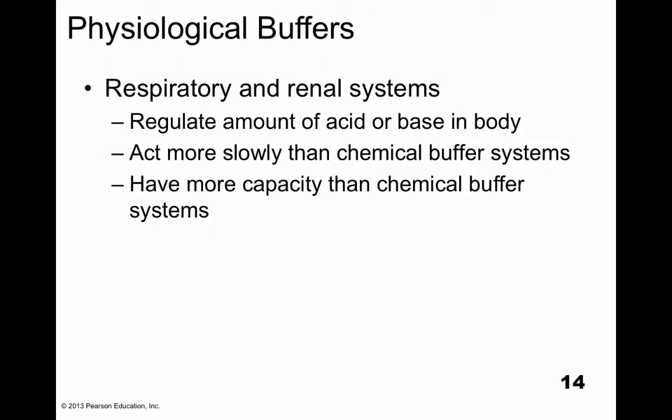Now, those were chemical buffers. The physiological buffers are essentially the respiratory and the renal system. They're going to regulate the amount of acid and base that's in the body. They act more slowly, like I said before, than chemical buffer systems, but they have more capacity than chemical buffer systems, which means they can change things more, right? So these guys essentially work together to help change pH that the chemical buffer system couldn't get a hold of.